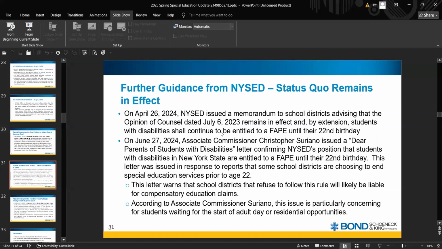All right, so in this further guidance from SED, Associate Commissioner Ferraro issued a Dear Parents of Students with Disabilities letter confirming SED's position that students with disabilities in New York are entitled to a FAPE until their 22nd birthday. This letter was in part issued in response to reports that school districts are choosing to end special education services prior to a student turning 20. The letter further warned that school districts that refuse to follow the rule, if they're eligible until they're 22, will likely be liable for compensatory education. And then Commissioner Ferraro went into the issue being particularly concerning for students maybe waiting to start a program.